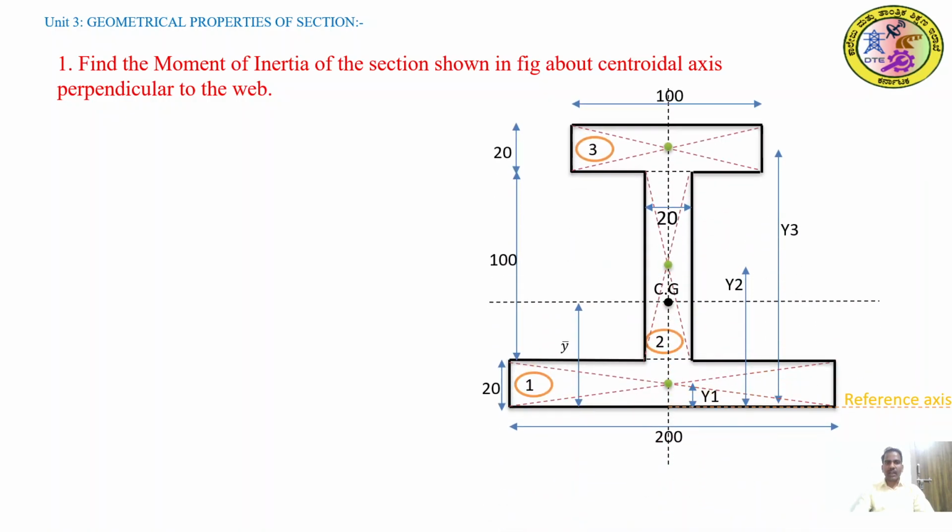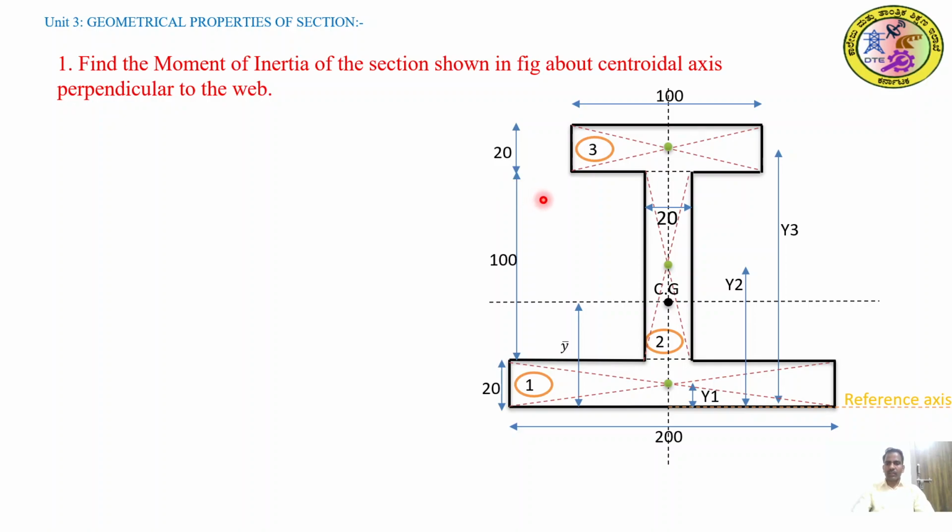about its centroidal axis, which is perpendicular to the web. Here in the given I section, the dimension of the bottom flange is 200 by 20 and the web is 20 by 100, which is given here, and the top flange width is 100 millimeter by 20 millimeter.